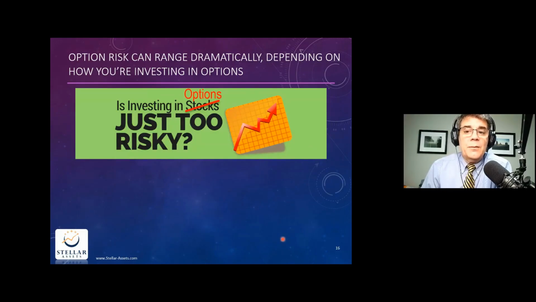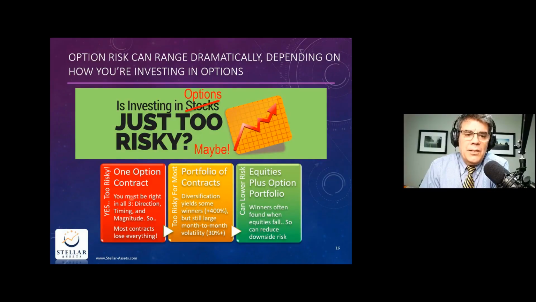Options sound interesting, but they are highly levered, and many people will ask, is investing in options just too risky? And the answer to that question is a resounding maybe. It all depends on how you're investing in options. On the left-hand side here, if you invest in a single option contract, then absolutely, it is too risky, because most contracts will expire worthless. You'll lose everything unless you're right in three different ways: the direction the stock is going to go, the magnitude, and the timing. So we don't do that. You should never do single option contracts. That's like betting on black in roulette, but with less than 50% odds.